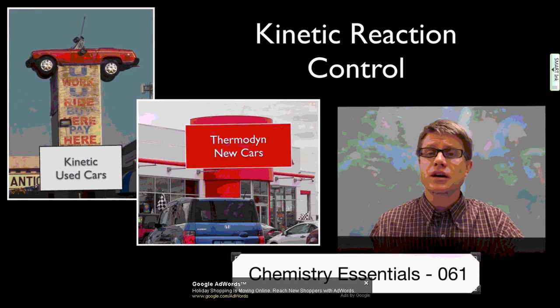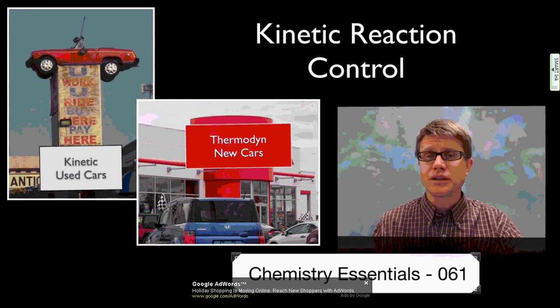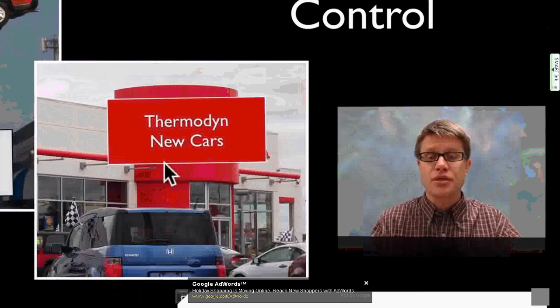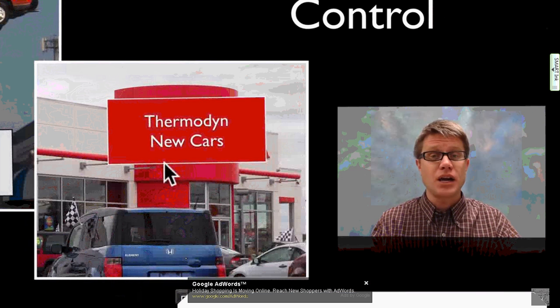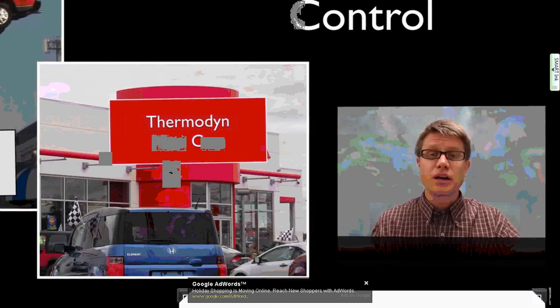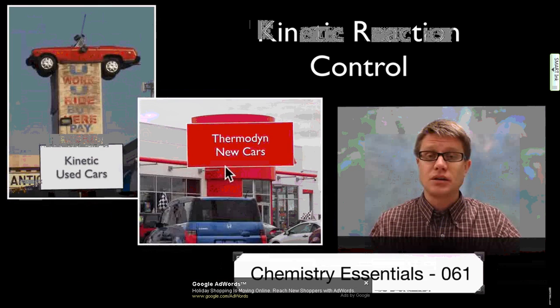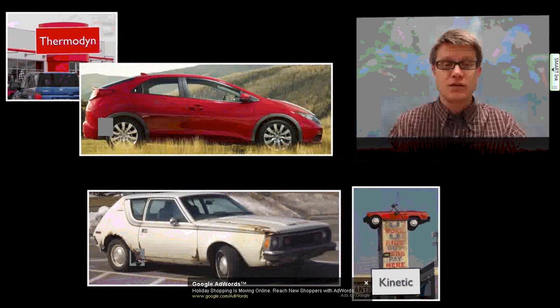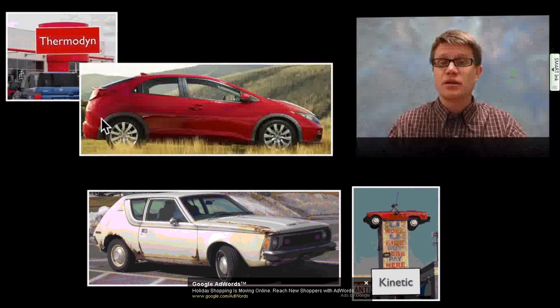Imagine if I asked you to buy a car, but I only gave you two places that you could go. You could either go to Kinetic Used Cars, or you could go to Thermodyne New Cars. And so you're going to have to make a choice. And depending on which choice you make, you're going to get a different car. If you go to a used car dealership, you might get a car that looks like this. And if you go to a new car dealership, you're going to have a car that looks like this.